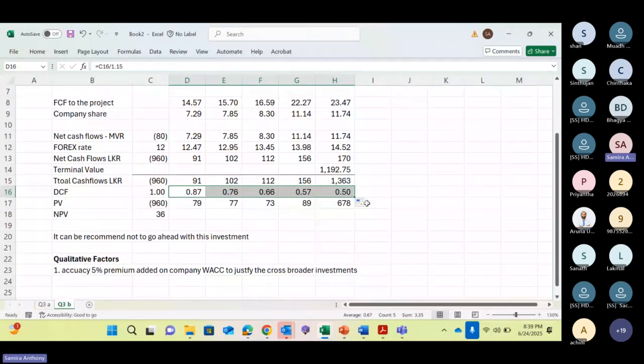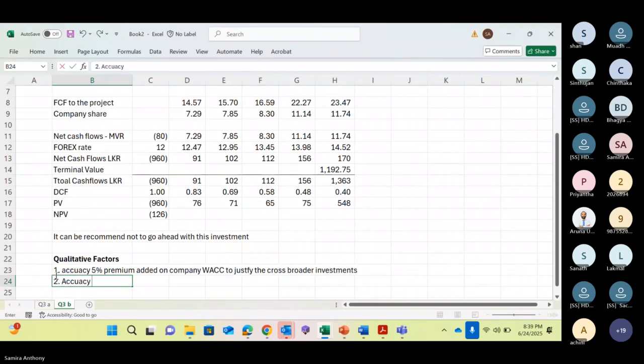Right? Number two, the accuracy of the forex rate estimated for the next years. Those are the qualitative things, but there is a small correction I will explain to you, right? You may not have thought about that also.